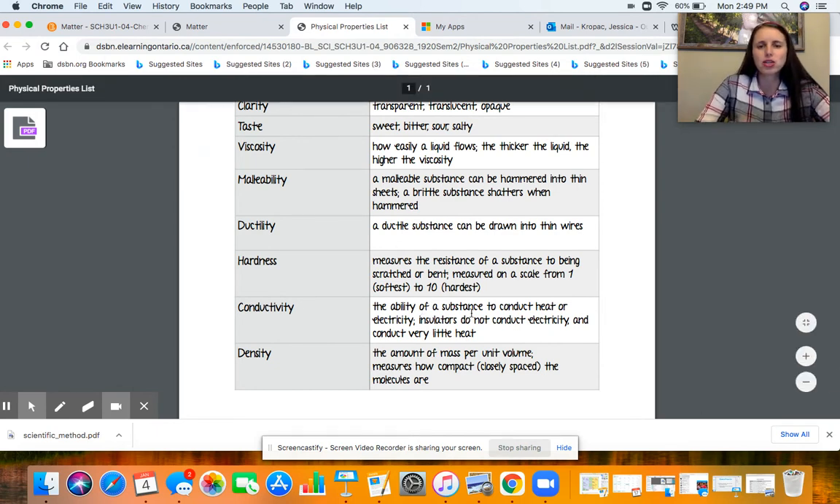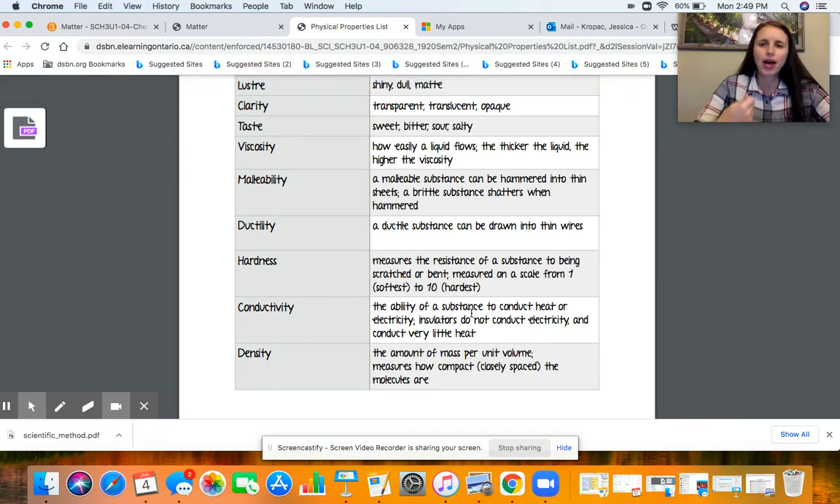You can also use a conductivity sensor, a little probe that you place into your liquid, and it's going to tell you if a substance has high or low conductivity. Since measuring this only involves placing a probe into a substance, it's still a physical property, even though you can't see it with your eyes.